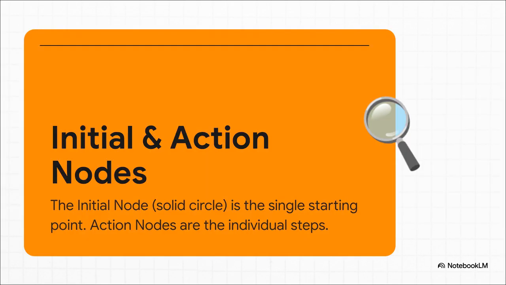Okay, so every single activity diagram has to start somewhere. That's this little solid black circle, the initial node. It's the official starting gun. From there, every step in the process, like submit section request, gets its own box with rounded corners. We call that an action node. And notice how they're named with verbs, like do this. That's a really key best practice.